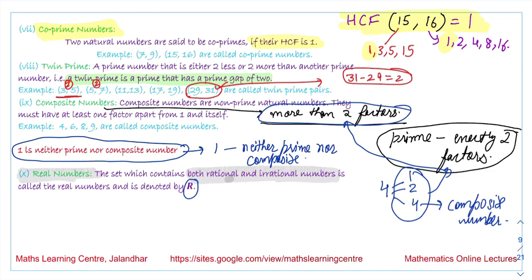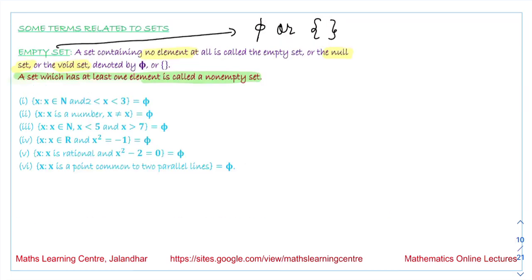So we have a set which has at least one element, it is called the non-empty set. If it has no element, it is called the empty set. If it has at least one element, it is called the non-empty set. So the examples that we have, the first example we have, it is this set we are talking about.